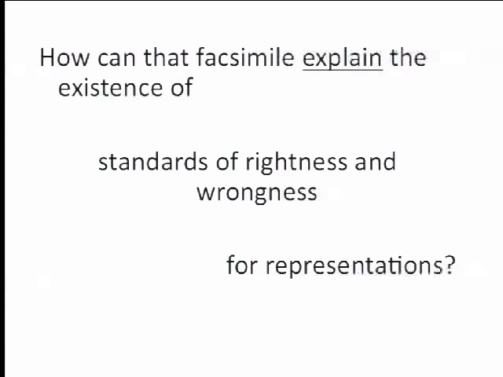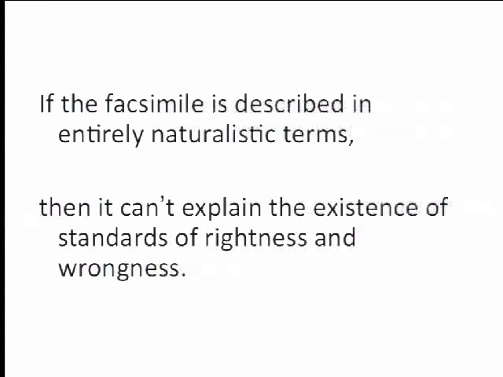And it would be perfectly consistent with having a low temperature pathway and a high temperature pathway linked like that that they're both getting it right, or that they're both getting it wrong. Asymmetric dependence of itself can't explain the existence of standards of right or wrong. So if the facsimile is described in entirely naturalistic terms, then it can't explain the existence of standards of rightness or wrongness. It only looks like you're getting standards of rightness or wrongness here because the intuitive understanding of what's going on with this causal asymmetry presupposes talk about meaning.